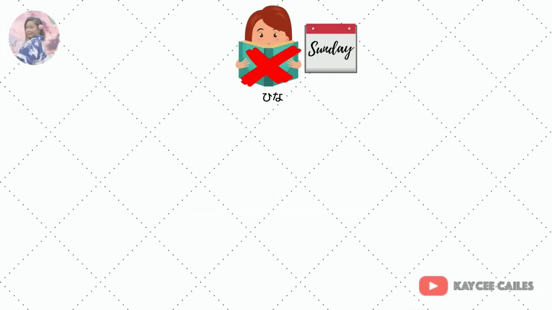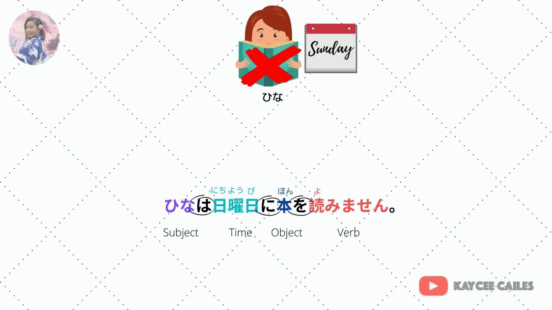Next, we have this illustration. In this, we can say Hina wa 日曜日に本を読みません。Hina will not read a book on Sunday. Remember our topic on verb conjugation on negative future tense?